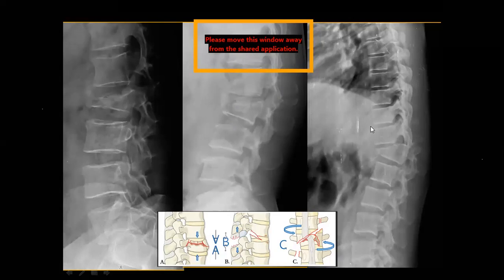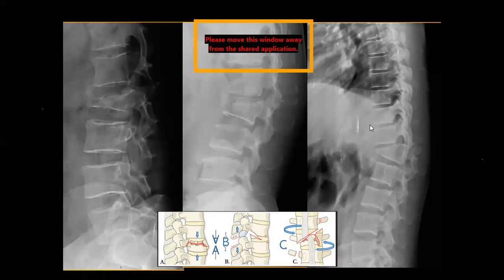Type C, there is dislocation. This is rotation type of injury. This is called type C. We have type A, type B and type C. So here type B injuries are unstable, type C injuries are unstable, while in type A some injuries are stable and some injuries are unstable.